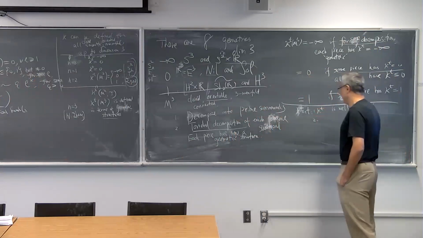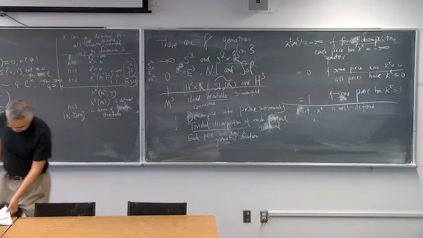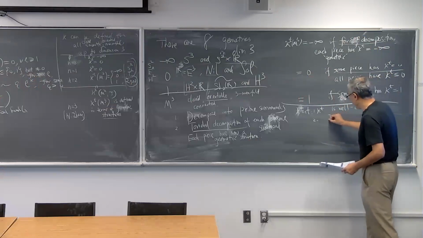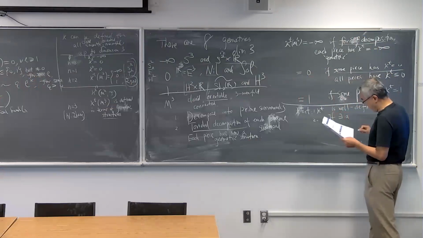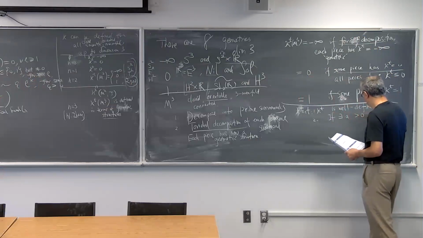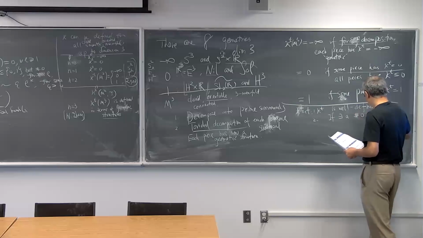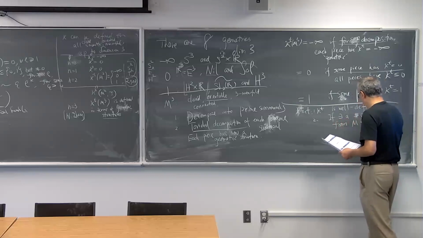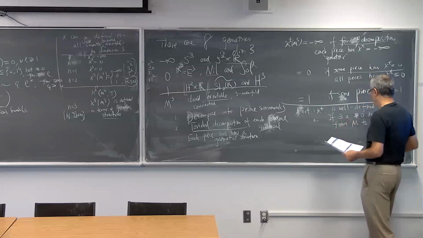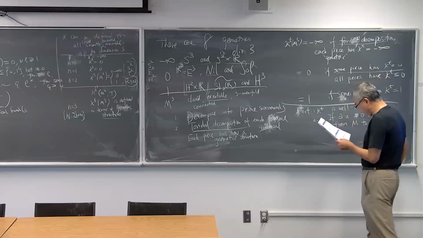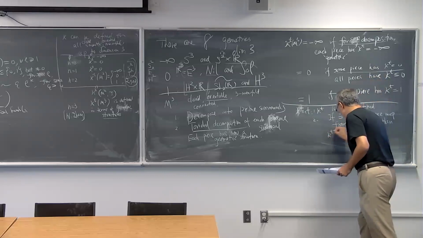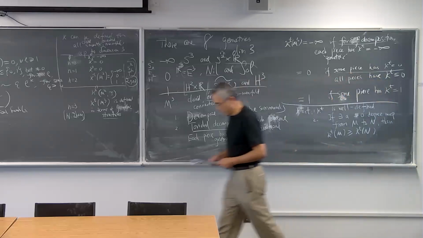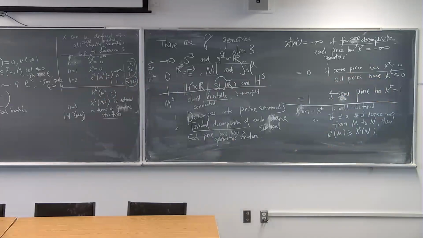A very nice property of this concept is that if there is a non-zero degree map from M to N, then the Kodaira dimension of M is greater than or equal to the Kodaira dimension of N. So it's monotone with respect to non-zero degree maps.